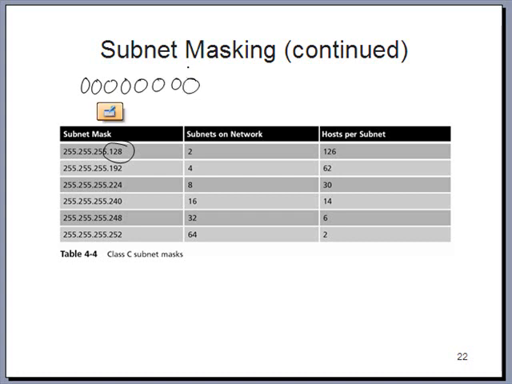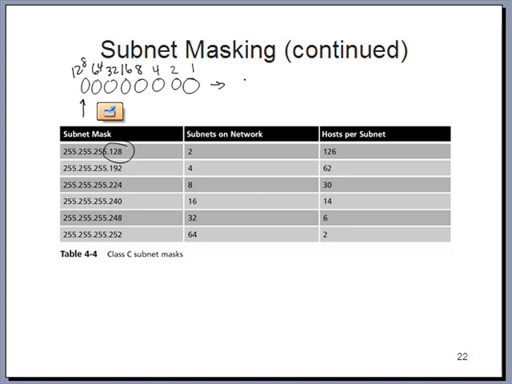This is 2 to the 0 power, which is 1. This is 2 to the 1 power, this is 2 squared, 2 to the 3rd, which is 8. 2 to the 4th, 2 to the 5th, 64, and 128. So if we put a 1 in the 128 location, that's where we get the 128 from.